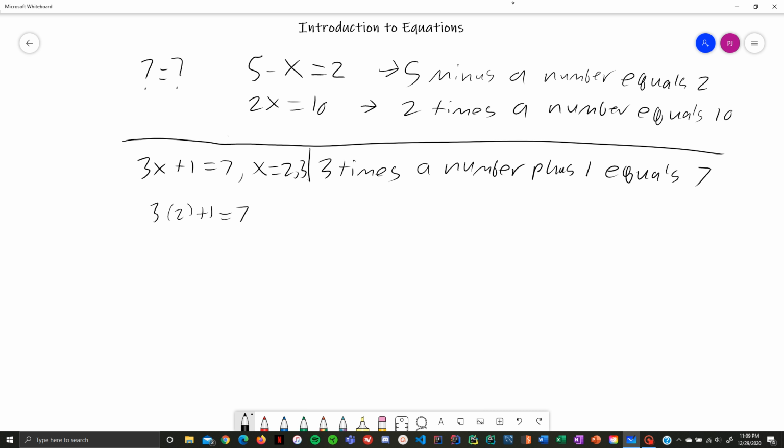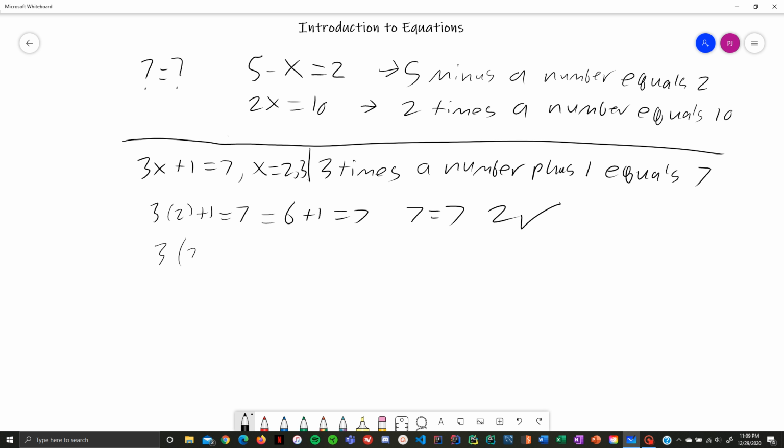So let's check to see if this is correct. We know that 3 times 2 is 6, so let's put the equal sign. So 6 plus 1, what's 6 plus 1? That's 7. So since 6 plus 1 is 7, 7 equals 7. Because when you plug in the 2, the left-hand side is equal to what is on the right-hand side, we know that 2 is a solution to this equation. But let's see what happens when we put 3 in.